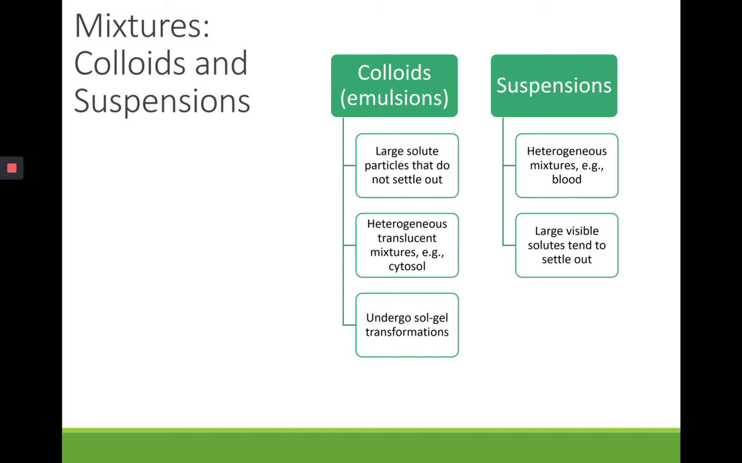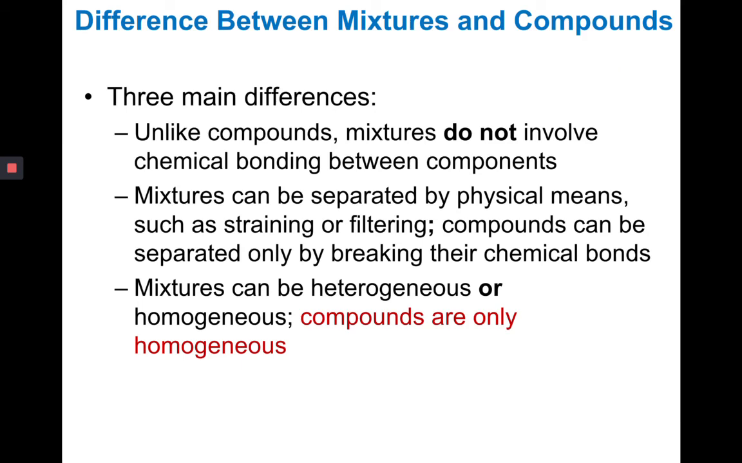What we just went over were the three main differences between compounds and mixtures. We looked at whether the components were chemically pure, and whether or not there was chemical bonding. There was not in mixtures, there was in compounds. We saw that mixtures could be separated by physical means, compounds could not. And then we saw that mixtures can be heterogeneous or homogeneous, whereas compounds are only homogeneous.